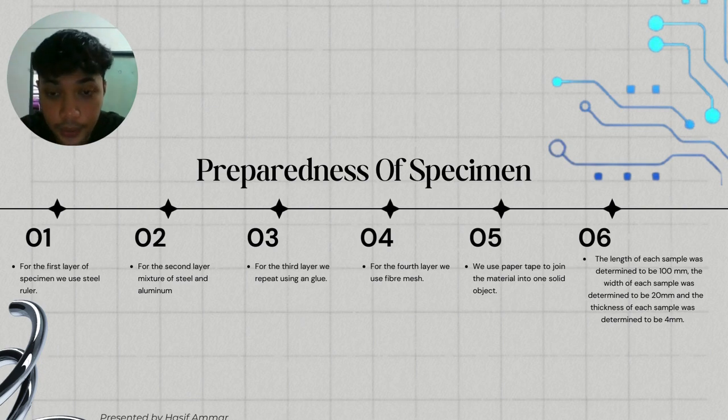Next, this is our preparation of the specimen. For the first layer of the specimen, we use a steel ruler. For the second layer, a mixture of steel and aluminum. For the third layer, we repeat using steel and glue. For the fourth layer, we use fiber mesh. For the fifth, we use paper tape to join the material into one solid object.